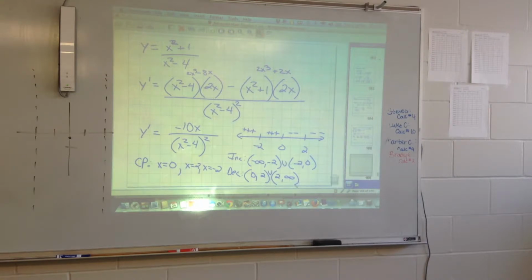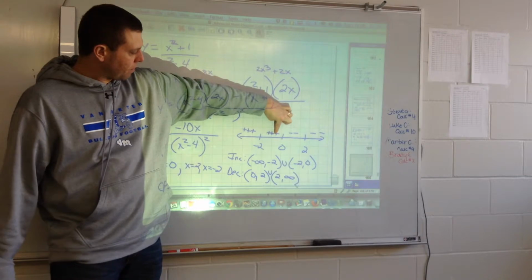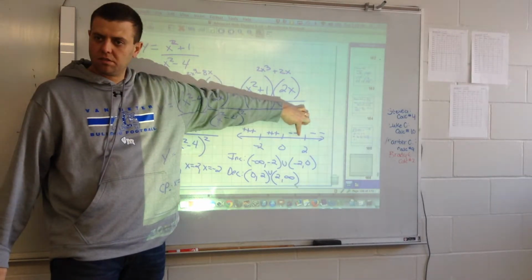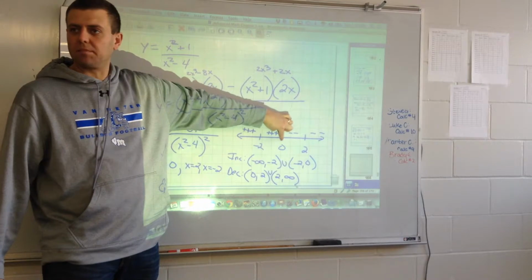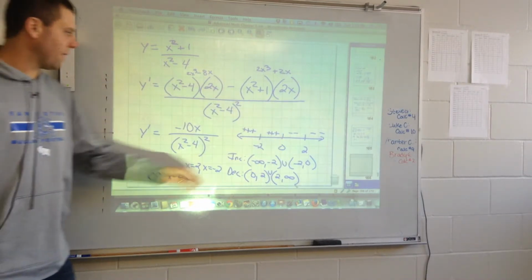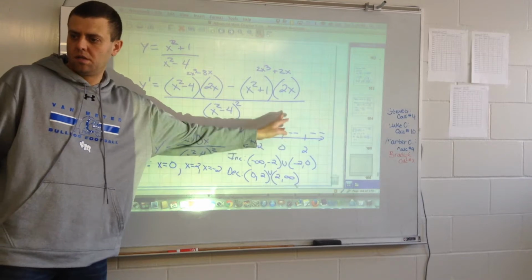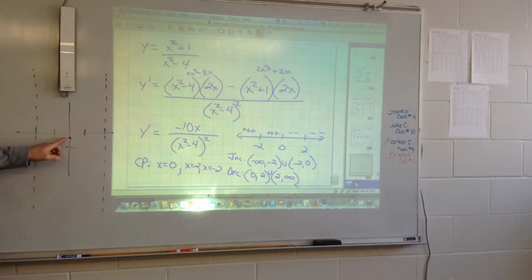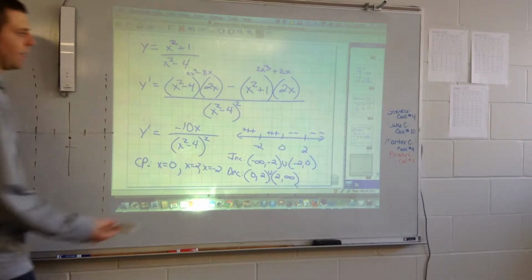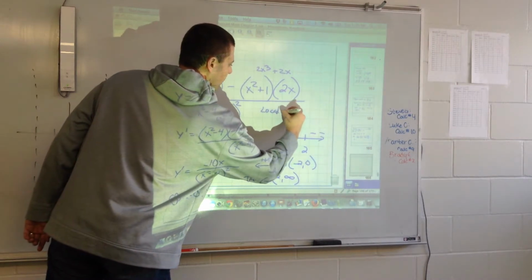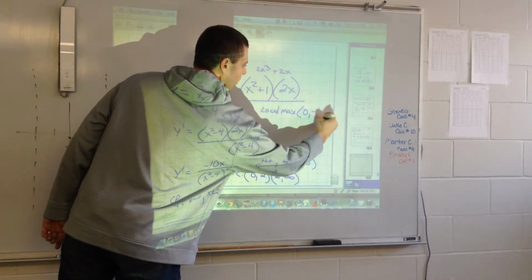Do you have any relative extrema then? Local mins, local maxes? At 0, negative 1/4, because that's where it switches from increasing to decreasing. You'll have a relative maximum right there. And we've already found that coordinate, because if x is 0, we already know that y is negative 1/4. So I have a local max at 0, negative 1/4.